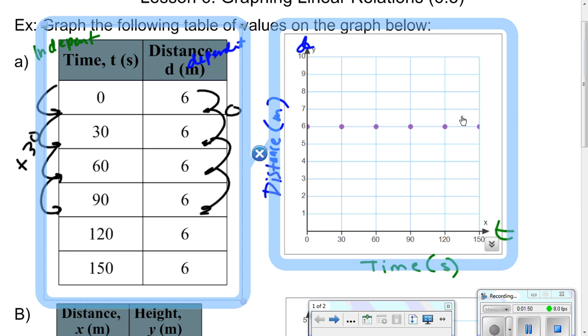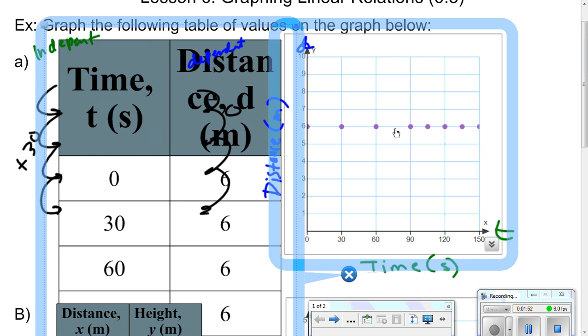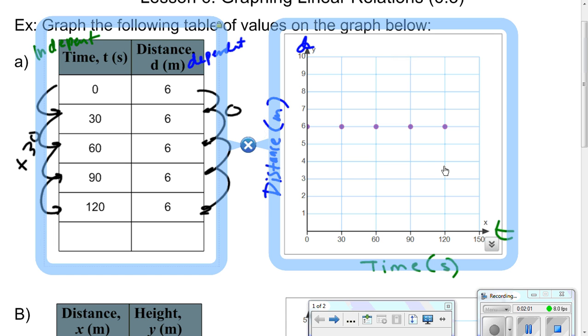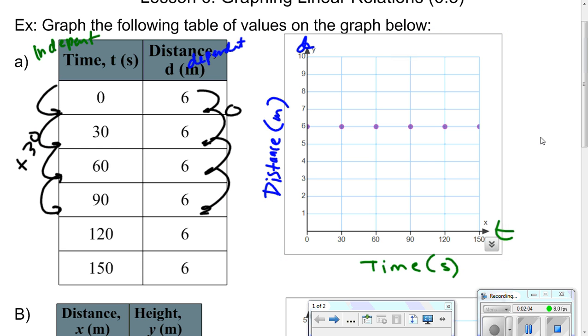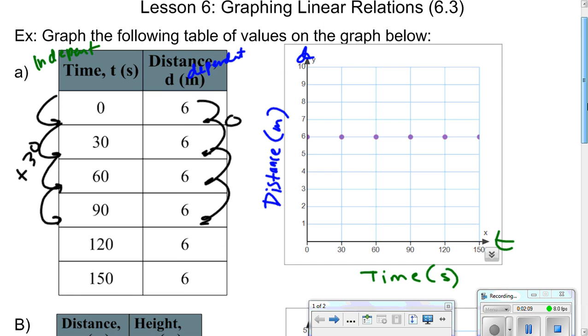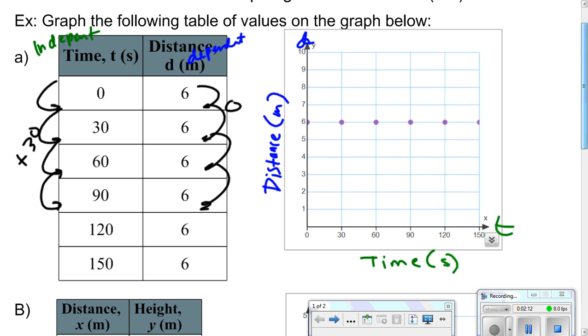So every point we add in, if we added a point in between, our table's getting bigger. There, that's more reasonable. Table got crazy big. And so the distance is not changing no matter what is happening to the time. So we have a zero multiplier. Distance is always equal to 6, no matter what the time is. So our equation is just d equals 6. It doesn't depend on anything.